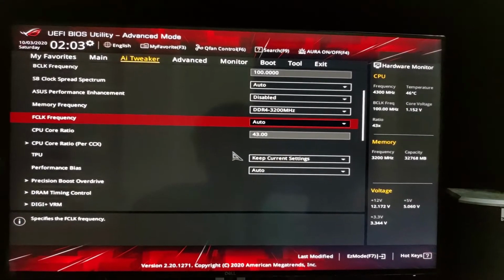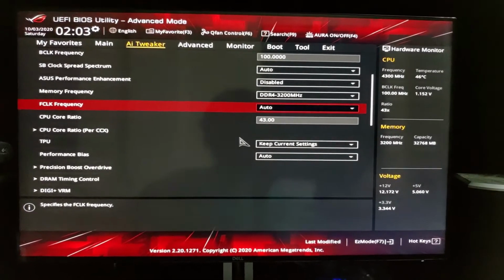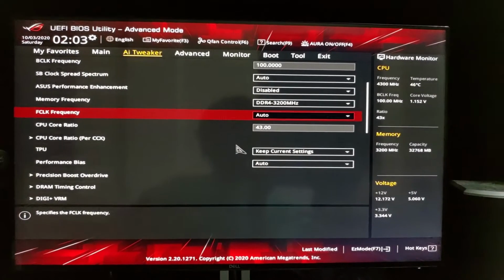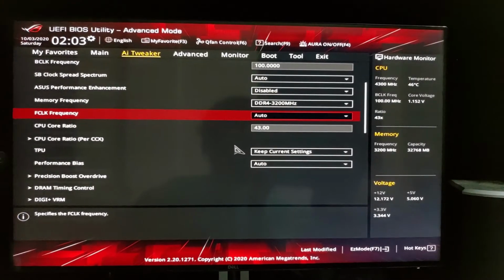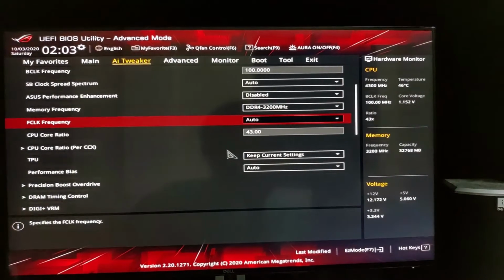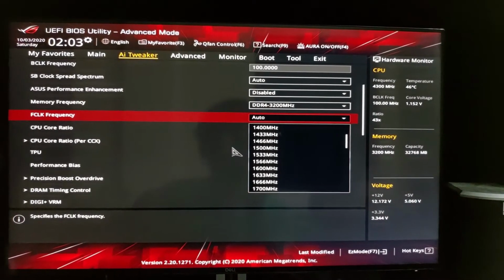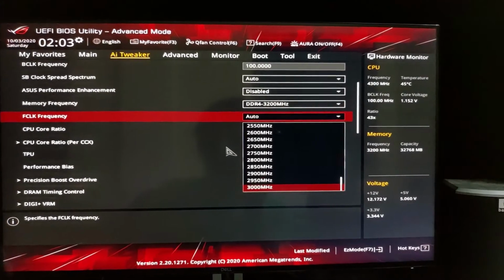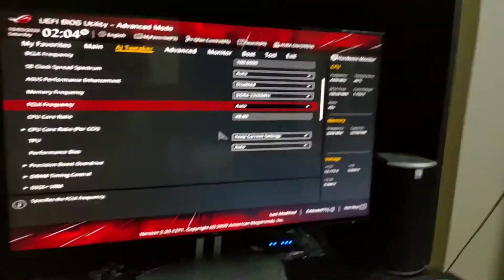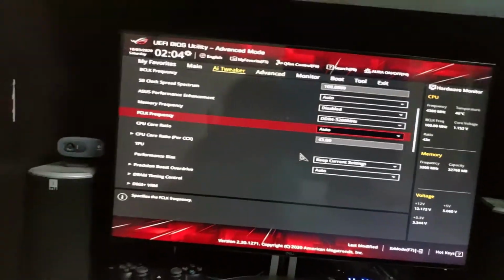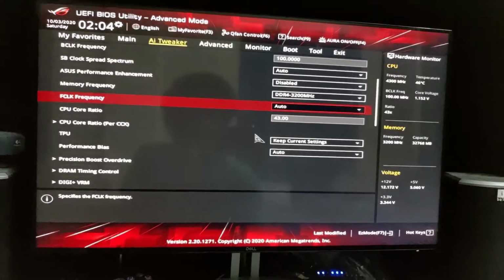So this FCLK frequency basically controls the frequency of the memory controller, and for an ideal scenario, this should be equal to your memory frequency. That is, if you are targeting a memory frequency of 3200 megahertz, the FCLK frequency should also be 3200 megahertz. So this is another important parameter. Sorry, I was confused. This FCLK frequency should be half of your RAM frequency.